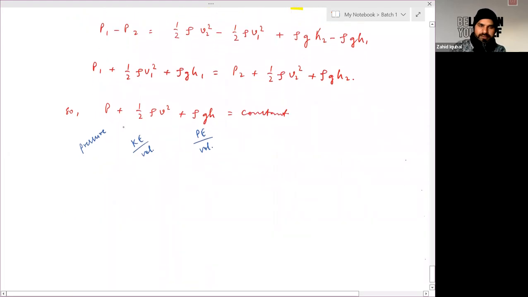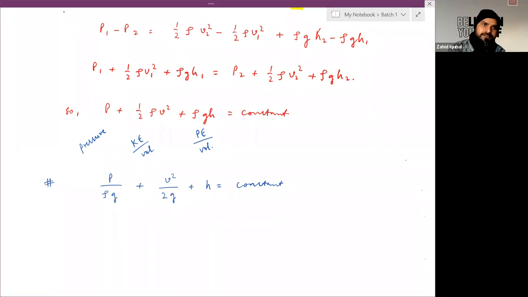For this particular part, we may break this component into some other form also. Divide this entire term by rho times g. You will get pressure divided by rho g, plus velocity squared by 2g, plus h, equals constant. So this is a different form of Bernoulli's principle.